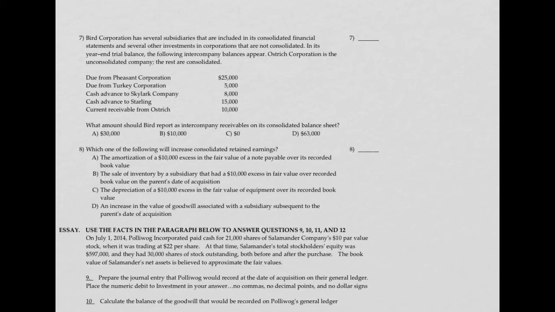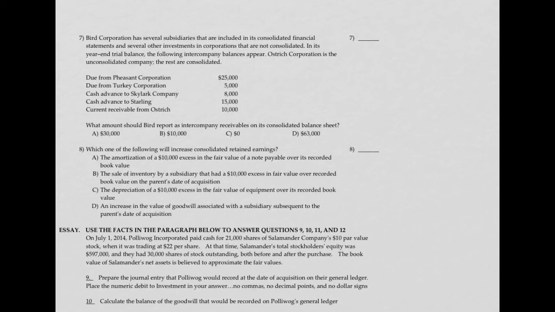Well, we know from the last question that all intercompany receivables get eliminated. However, here we've got one particular subsidiary that's not being consolidated for whatever reason, and that's Ostrich, and there is a receivable from Ostrich of $10,000. So B would be the intercompany receivable that should show up because it's not being consolidated. It's not a true intercompany receivable anymore with Ostrich not being consolidated. So B would be the correct answer. That is the receivable that shows up.